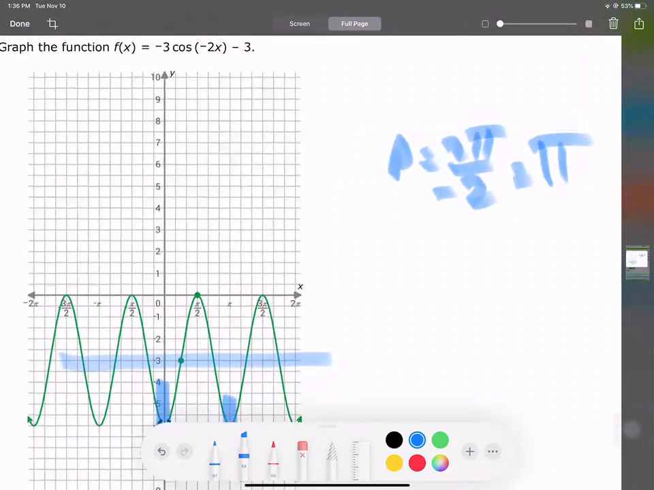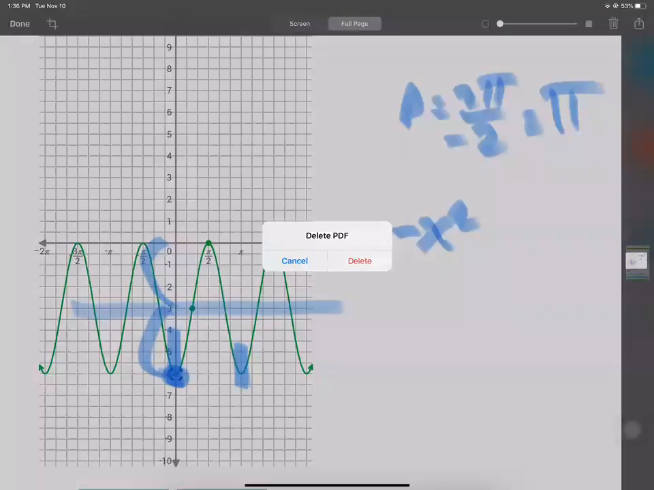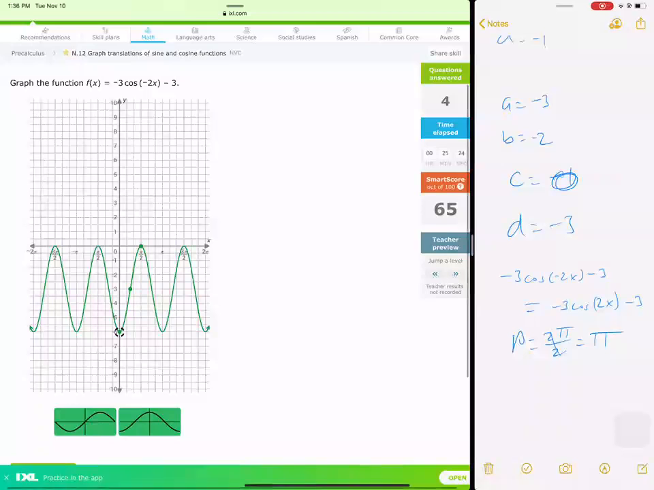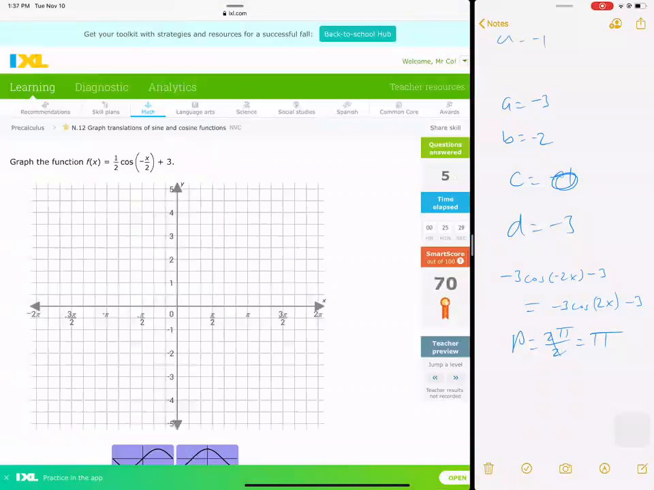Our A value is -3. So instead of going up by 3, we're going to flip it over and go down by 3. We're still going 3 spaces up and 3 spaces down. But since it's a negative, it flips our graph upside down. Just like a parabola, negative x squared is a parabola facing down. All right, we're good. That looks good to me. Well done. Okay, so those are some of the examples that you guys are expected to be able to do.